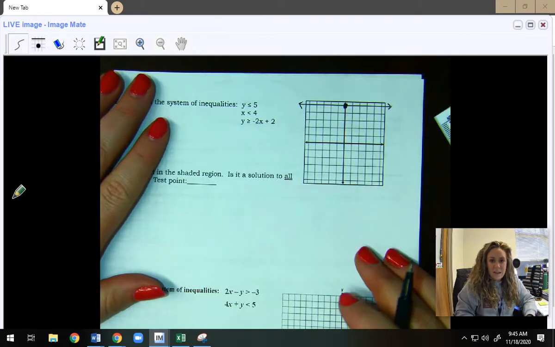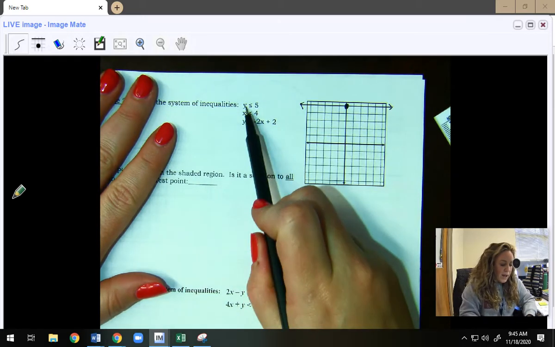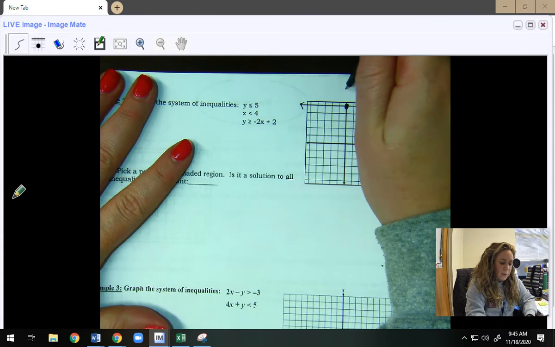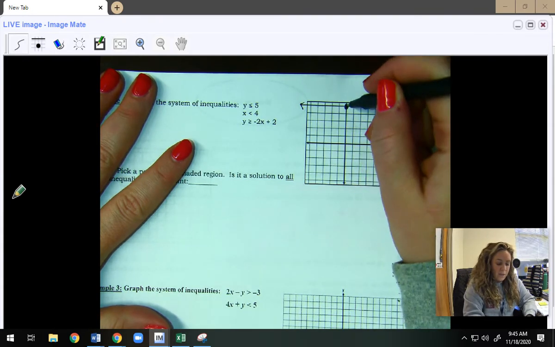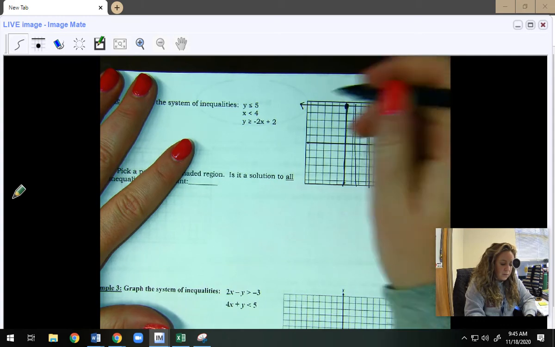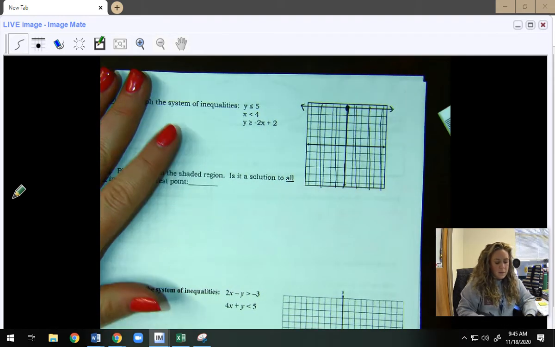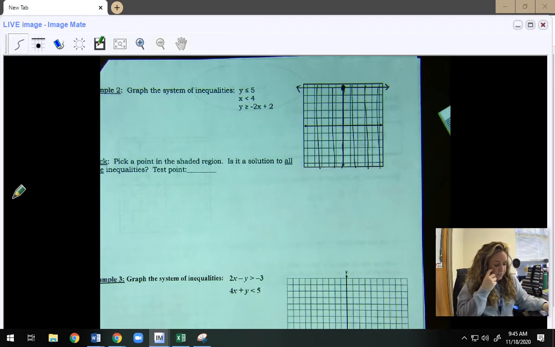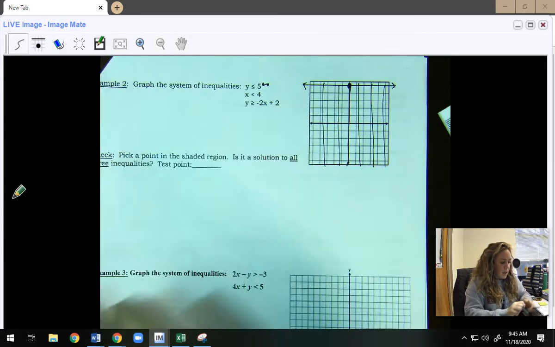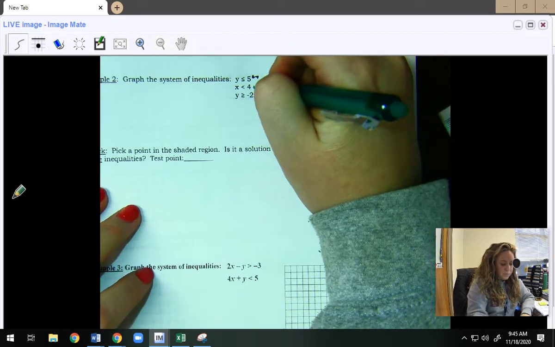Alrighty, and then the last thing I'm going to do is shade. So this is y is less than or equal to 5. So y is less than. So I travel down my y-axis. Here's my y. Y values that are less than this are all down here. So it would be all down this way. Okay. To remind ourselves, I did this one in black. I'm going to do this one in green.